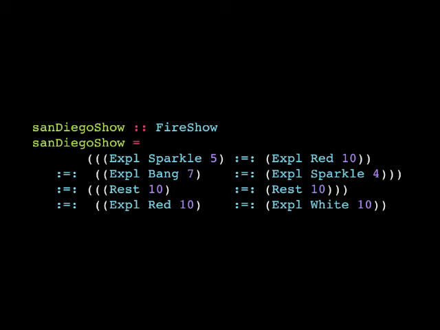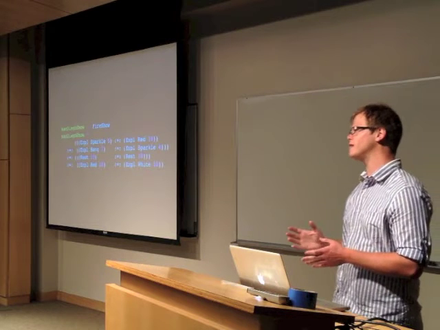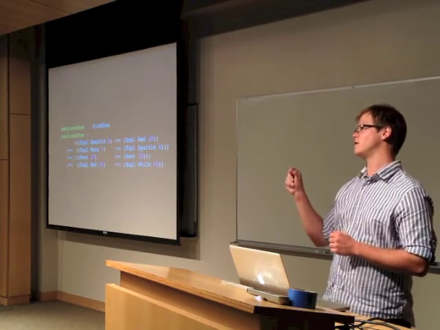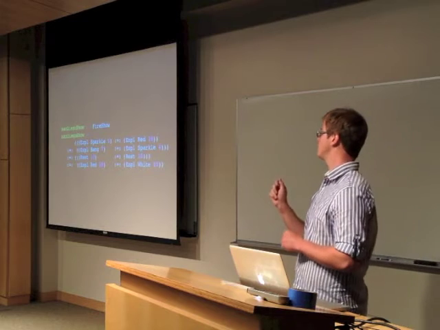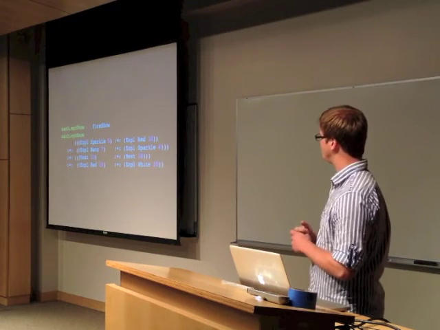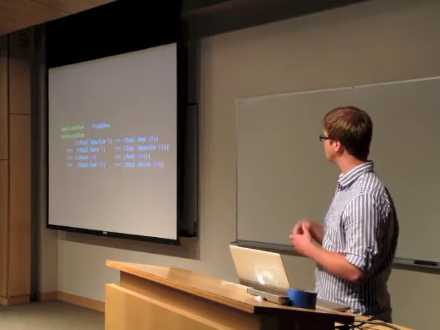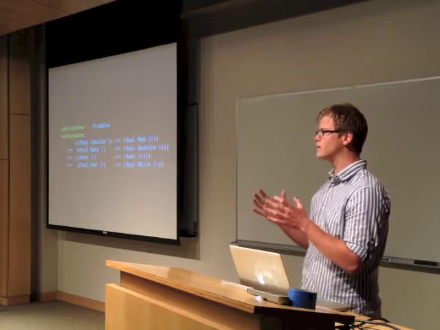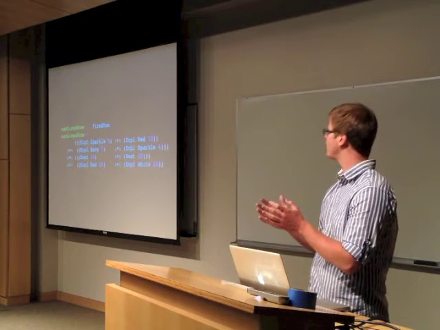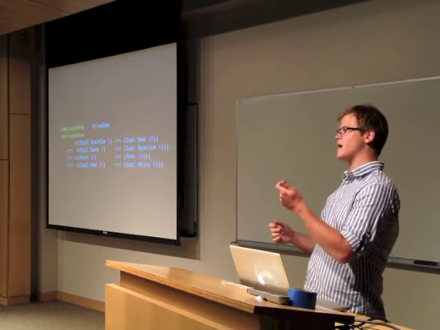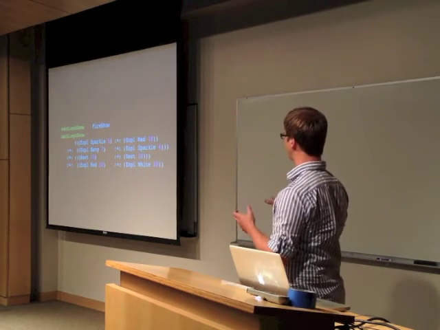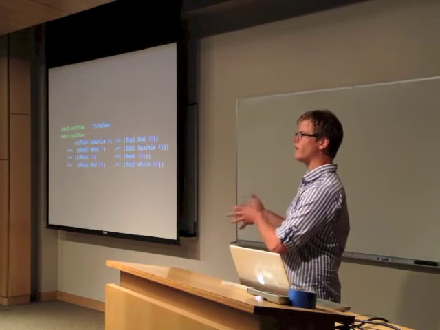So here's the San Diego fire show, right? It's got a lot of brackets, but you kind of want to look at it. Just pick that first equals, right? And you see that there's an explosion on the left and there's an explosion on the right, right? And then you see that those are all grouped together. So those two together make one fire show. And then you see that equals all the way on the left, and then it's got a grouping next to it, right? And that grouping there is another fire show.